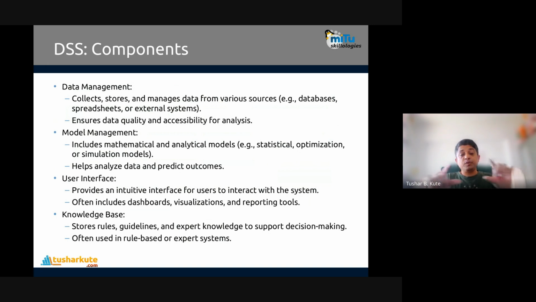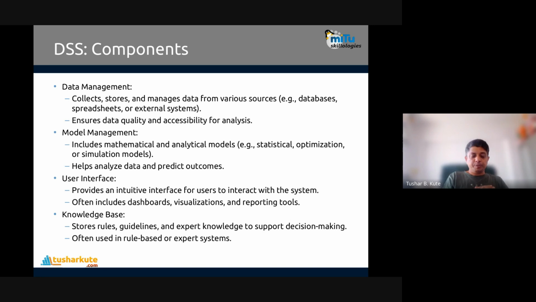Then we have the user interface, by which the user can interact with this system. It provides an intuitive interface for users to interact with the system. What techniques are there? Dashboards can be used, and visualization methods and reporting tools are there. With the help of them, the user can interact with these systems.